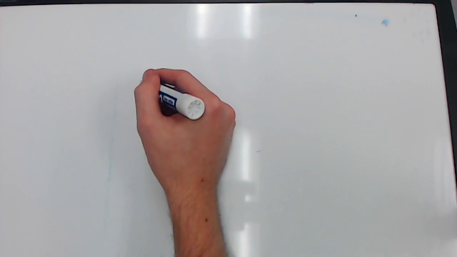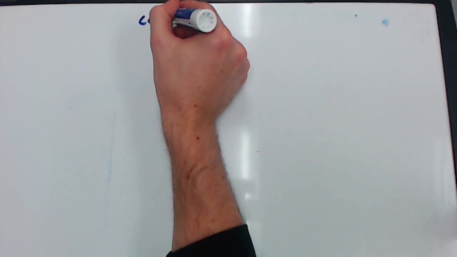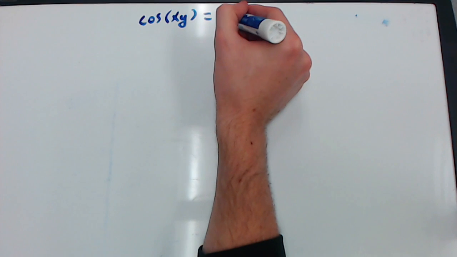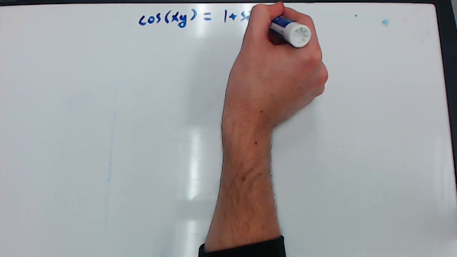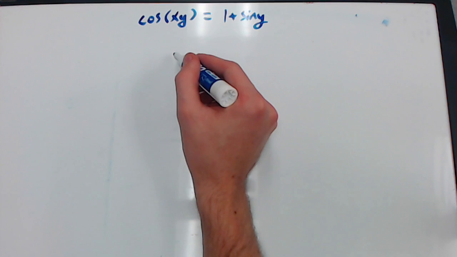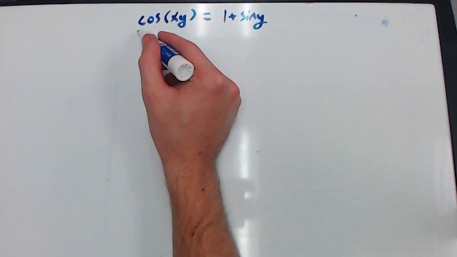Another example. We have cosine. Here, I'm going to write a bit higher so that I give myself some room for work. We have cosine of xy is equal to 1 plus sine of y. So we're going to take the derivative of both sides. So we're going to have to use chain rule.